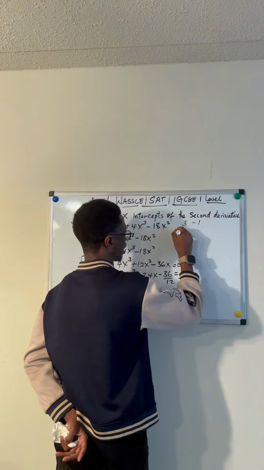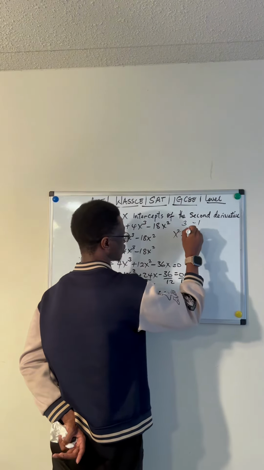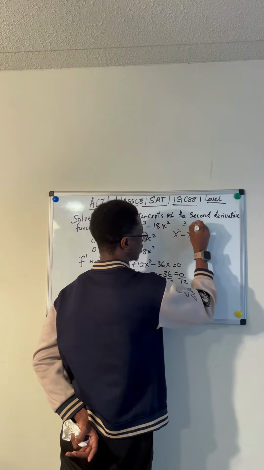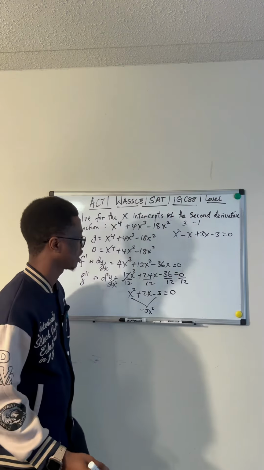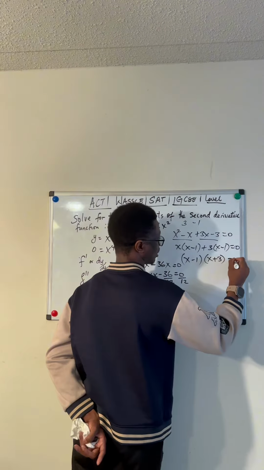So hence, this becomes x squared, then minus this x, this represents x, plus this is 3x, minus this 3 equals 0. That's factorization. Now, this everything equals 0.